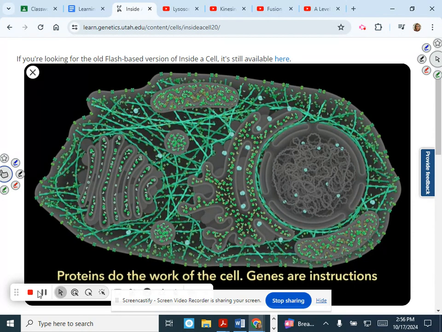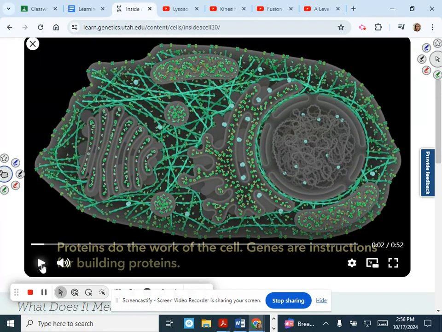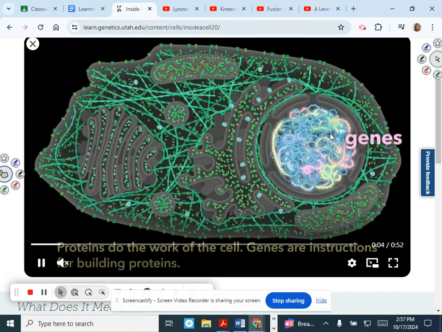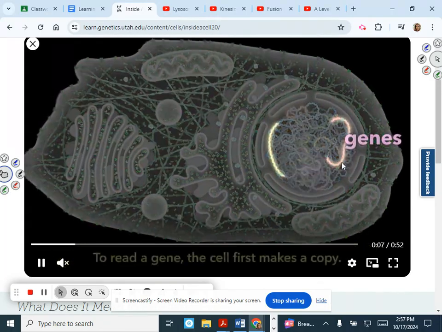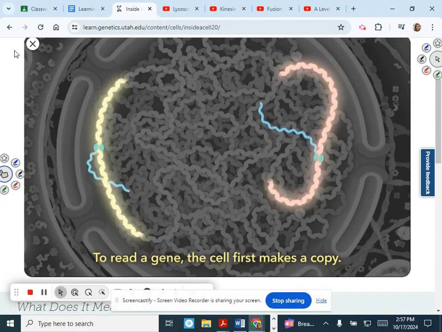And I'm going to hit play here, and I'm going to narrate it and pause throughout. And this is what you need to be able to tell me about how the cell is able to make different proteins. So here in the nucleus, we have the DNA, and the DNA has sections of it which are called genes. Now, when we go to build a protein, it's going to happen out here in the cytoplasm, outside of the nucleus, and it's going to happen at an organelle which is called the ribosome.